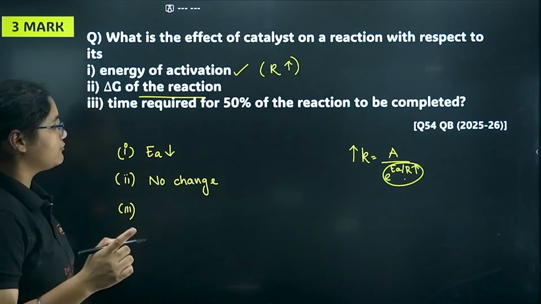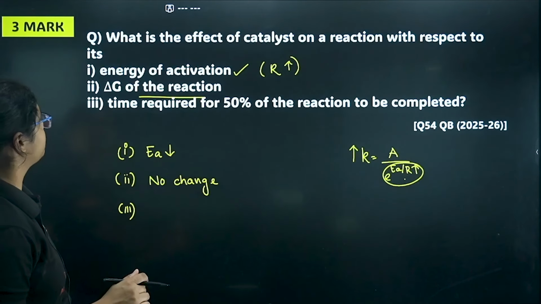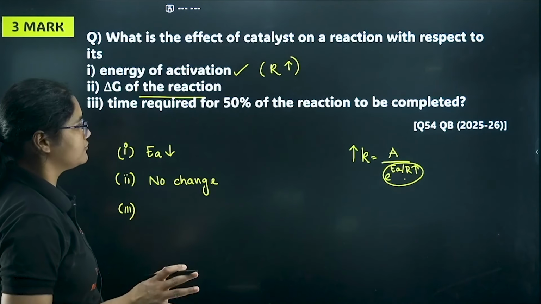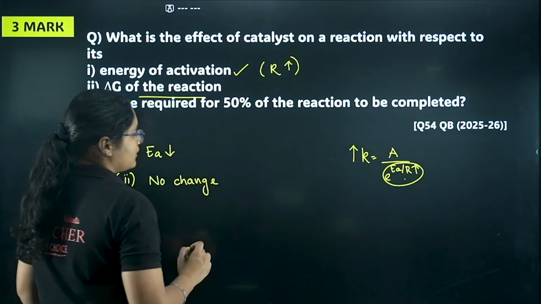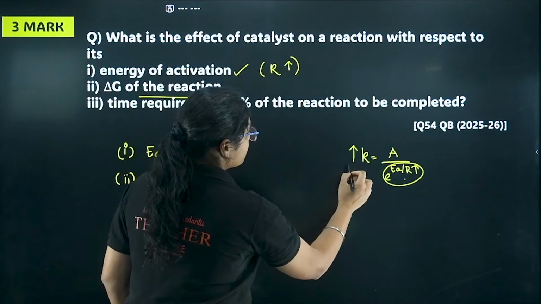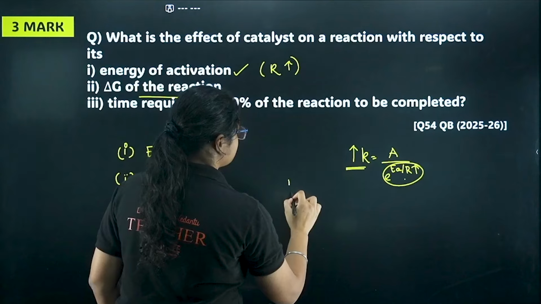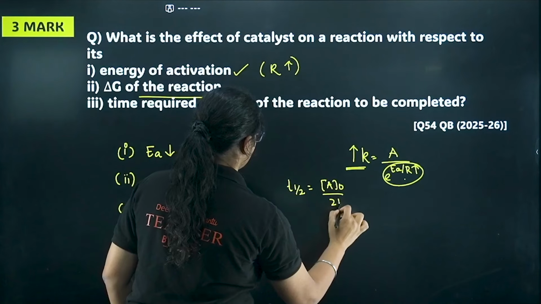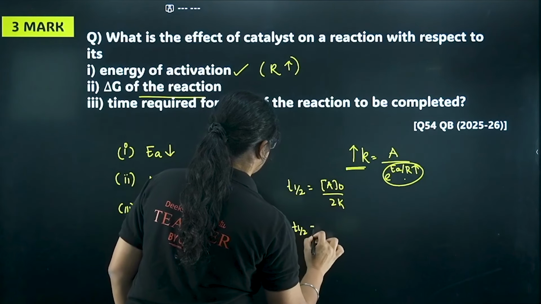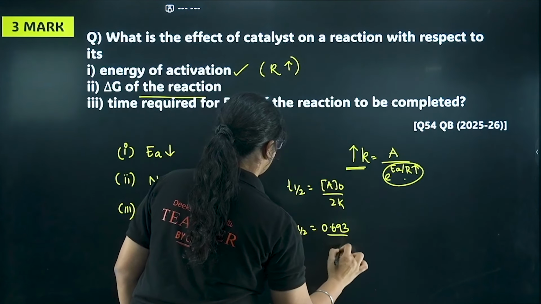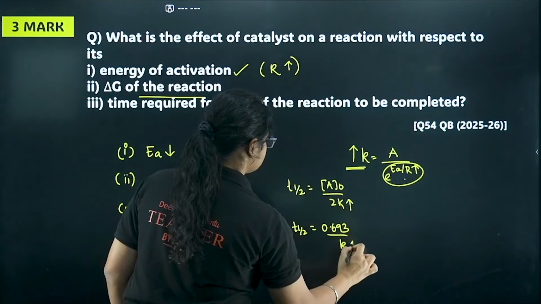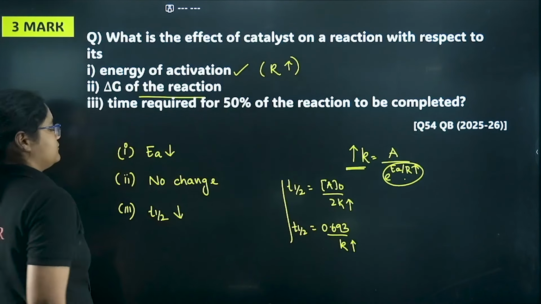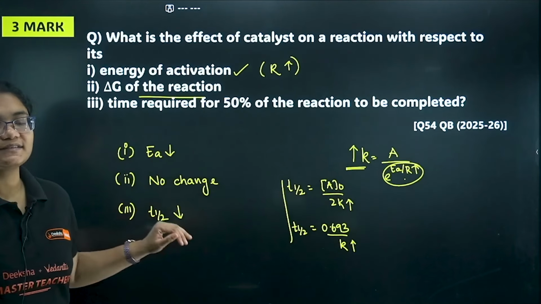Next, time required for 50% of the reaction to be completed. Now see, we will consider, for example, a first order reaction. For any reaction, if the K value is increased, for zeroth order the T half formula is A naught by 2K, right? For first order, T half is 0.693 by K. So if the K value has increased, then T half will decrease. So the effect on T half is that it will decrease. That is how you can write this answer.